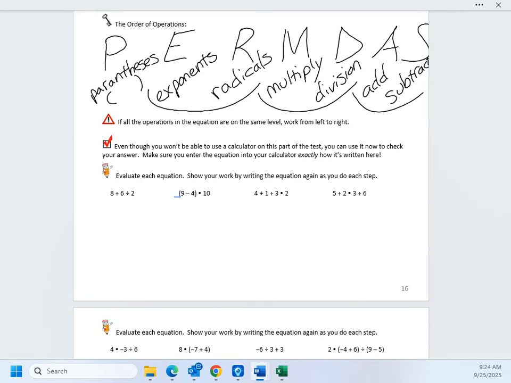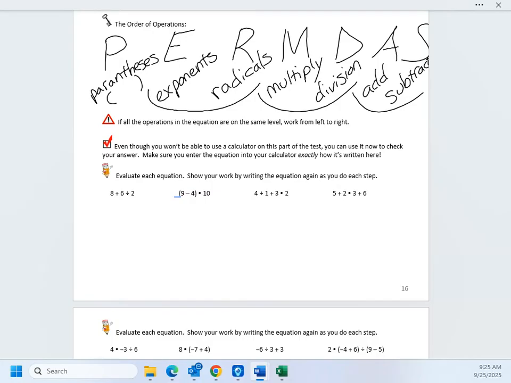Okay. So left to right. You come to the first parentheses, you do that, then you go to the second parentheses and you do that. Good question. It's just like the adding and subtracting. You read from that left to right.